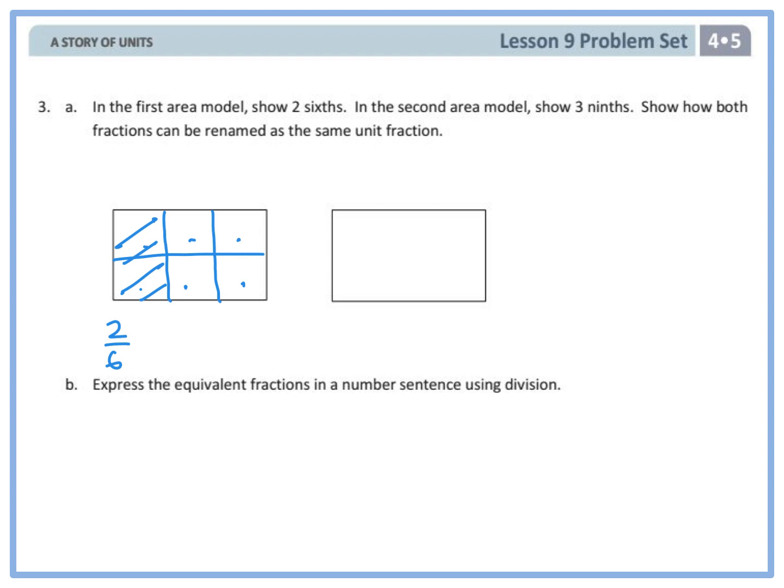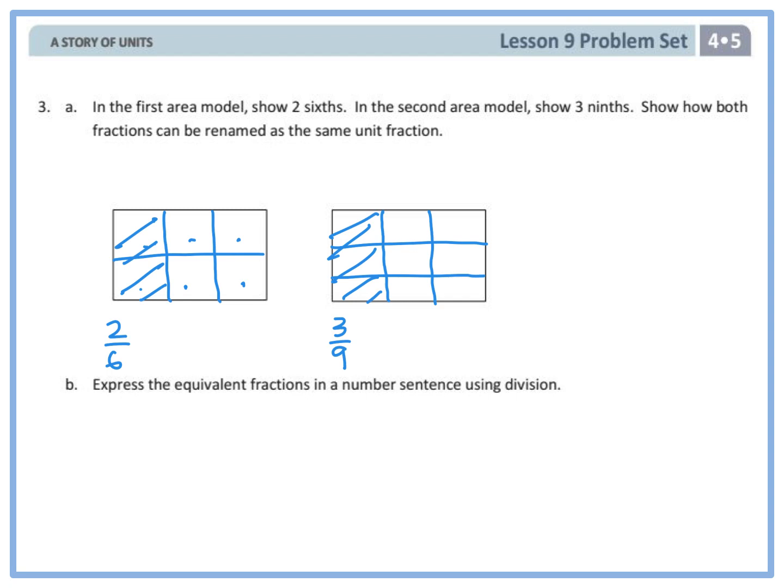Does that make sense? All right, in the second area model, I'm going to do the same thing, except I'm going to show 3/9. So I'm going to draw my thirds, draw my thirds. It's not perfect, but we'll pretend. And I'm going to shade in 3/9. Now, both of these can be renamed as the same fraction.